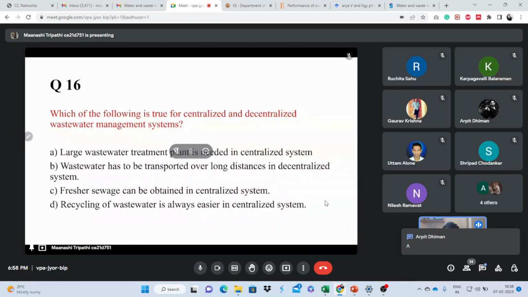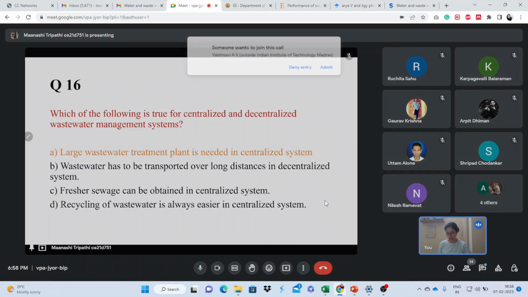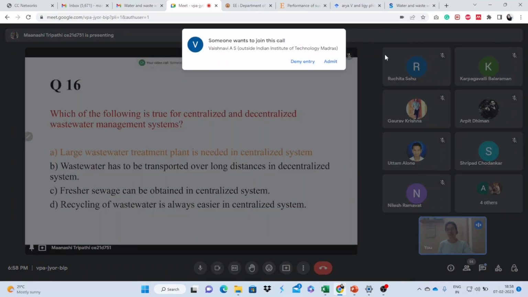Okay, we'll see the answer. So the answer is A, correct. A large wastewater treatment plant is needed in a centralized system.